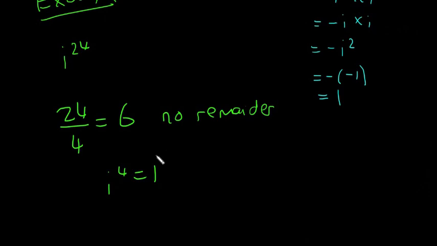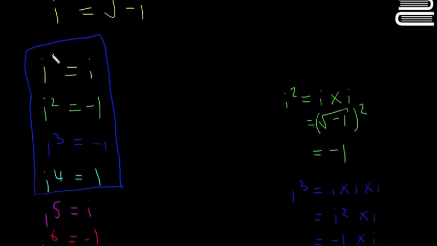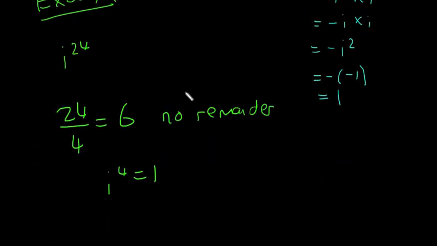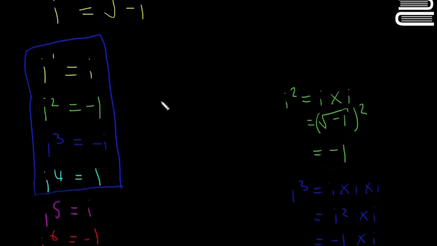For any of the other ones, if there's remainder 1, it's going to be I to the power of 1. If it's remainder 2, it's going to be this one. Remainder 3 is going to be this one. And if there's no remainder, then you have this answer here. So I hope that's helped, and there's a nice little trick for calculating I.